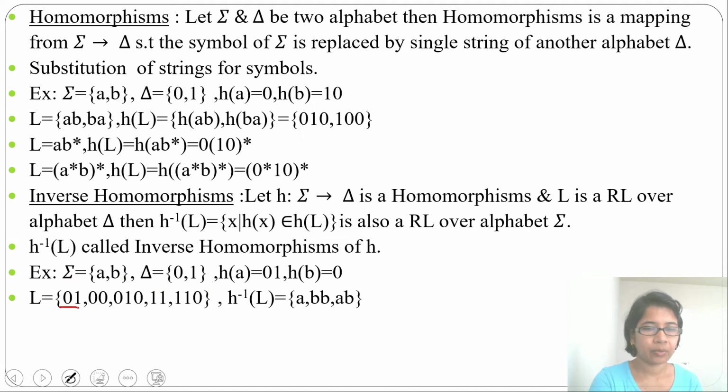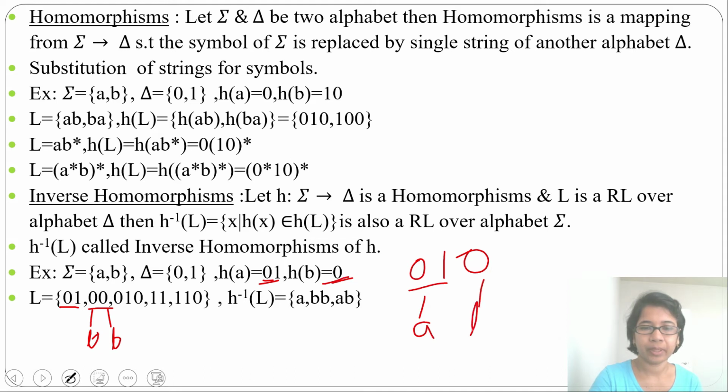Now just check 01. 01 is present here, so just write a. Then 00: 0 is present here, so for the first 0 you can write b, and for the second 0 you can write b. So you can write bb. Next find for 010. Here 01 is present, so for this 01 you can write a, then for this 0 you can write b. So ab can be generated for 010. So ab can be considered.